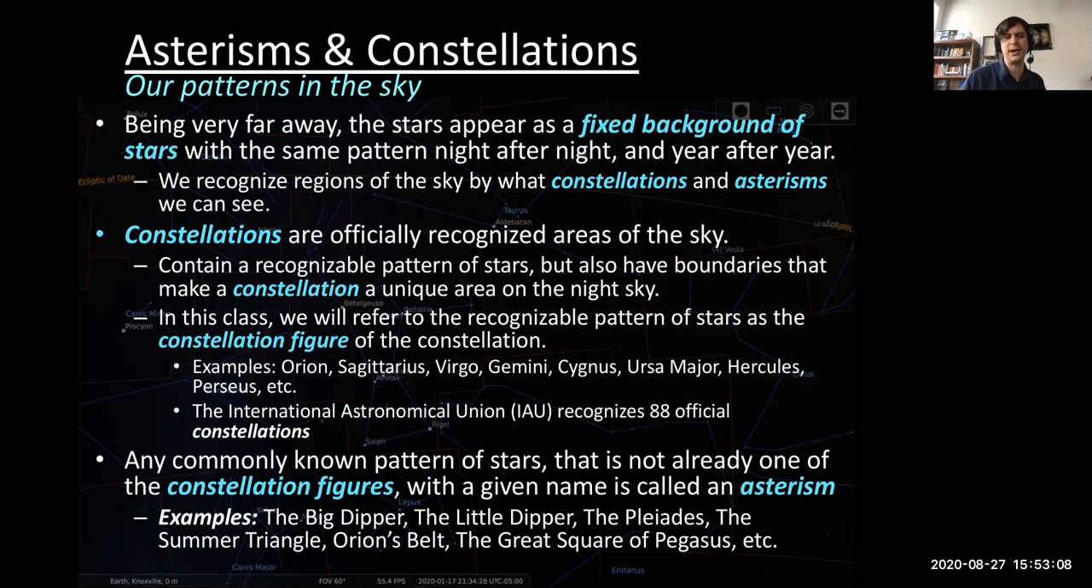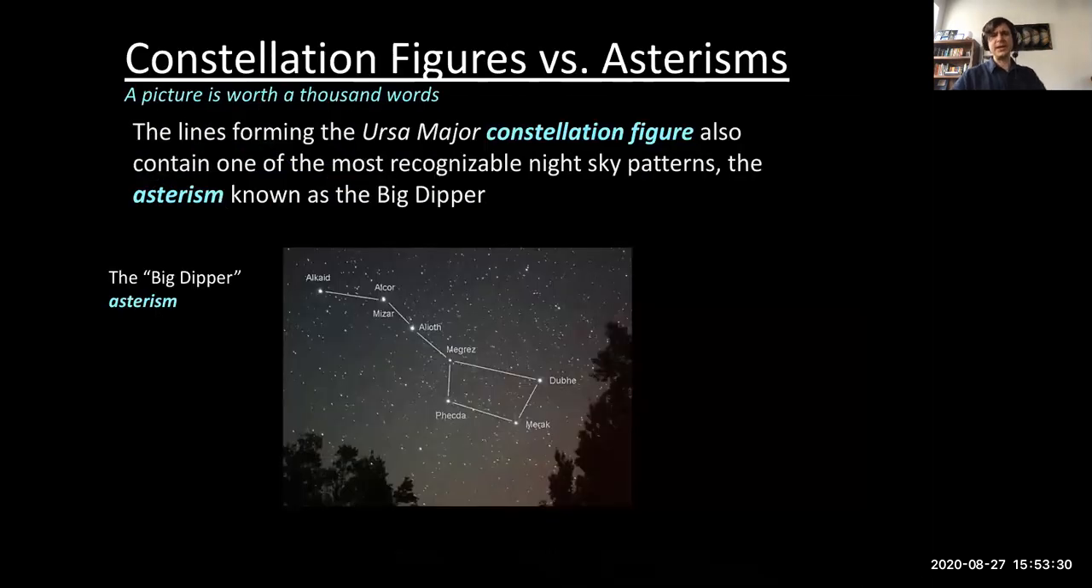It can stretch across constellations, but it's just a pattern of stars that's not already a constellation figure that has a commonly known name. Some examples: the Big Dipper, the Little Dipper, the Pleiades, the Summer Triangle, Orion's Belt, the Belt of Orion. Everybody has heard of Orion's Belt, but that is not a constellation figure, but it is a commonly known pattern of stars. So Orion's Belt is an asterism. And of course, pictures are much better than words, so let's take a look.